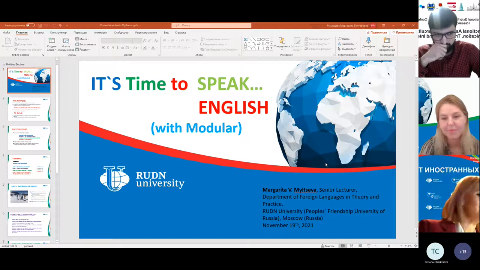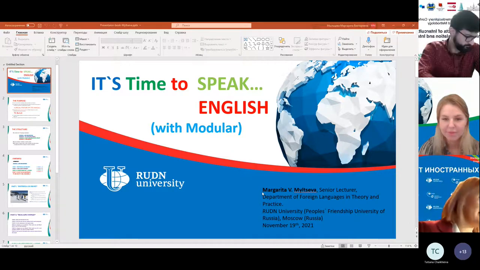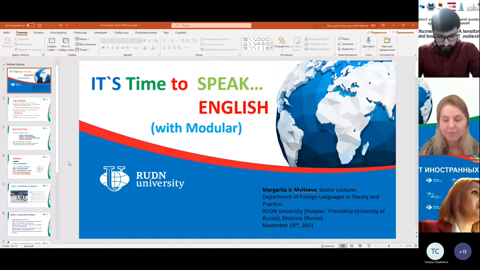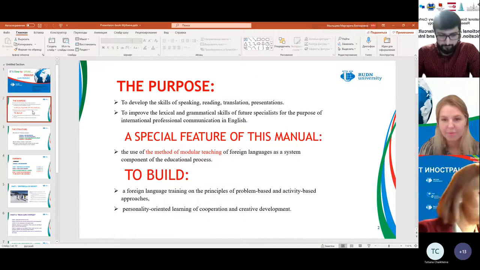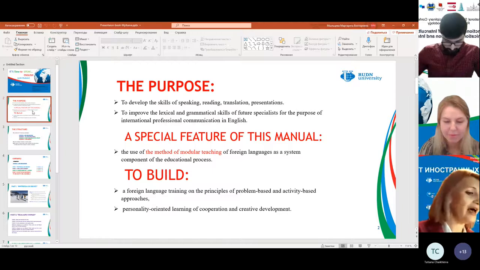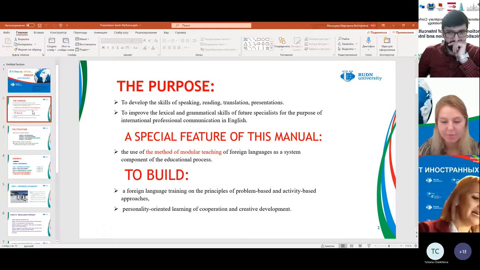Today, we can see that modular training is a certain classification of exercises peculiar to each part of the manual. I can speak about the purpose of this manual. The purpose of the electronic training manual is to develop the skills of speaking, reading, translation, presentations, and improve the lexical and grammatical skills of future specialists for the purpose of international professional communication in English.